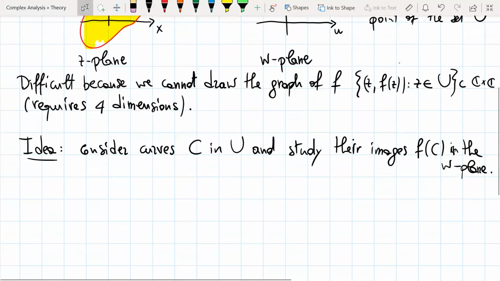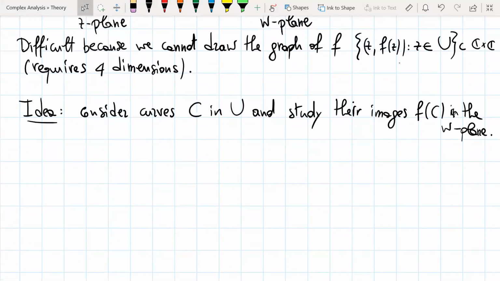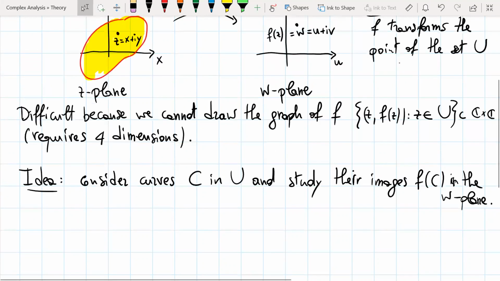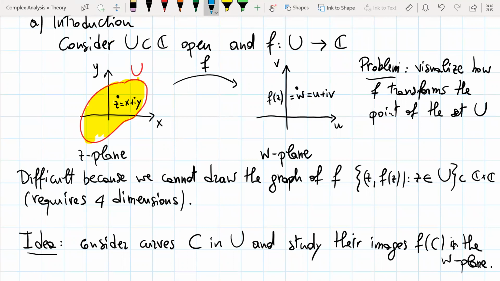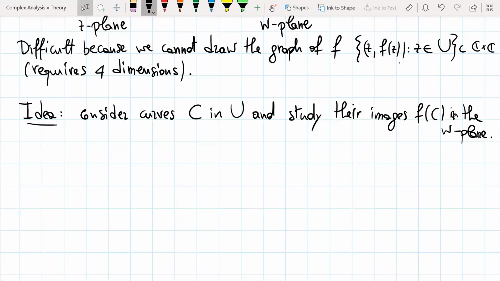So let me, before seeing this in an example, recall how we can define curves. The curve in this picture will be something maybe like this. This is my curve C. And then we will get an image here under the map f. But how can we describe curves? We can describe curves by parameterizing them using a function from an interval. So let me recall this.